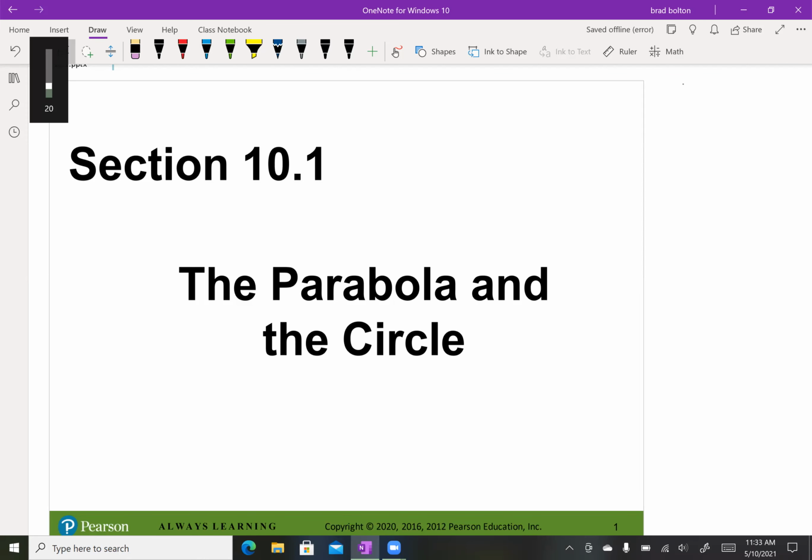Okay, you guys, so in this section 10.1, the parabola and the circle. So we've already discussed parabolas a little bit. We're going to review some topics in there, and then we're also going to talk about horizontal parabolas in relation to vertical parabolas.